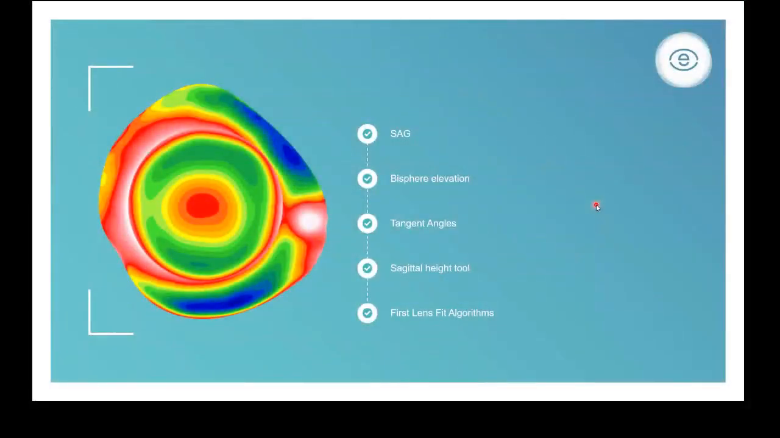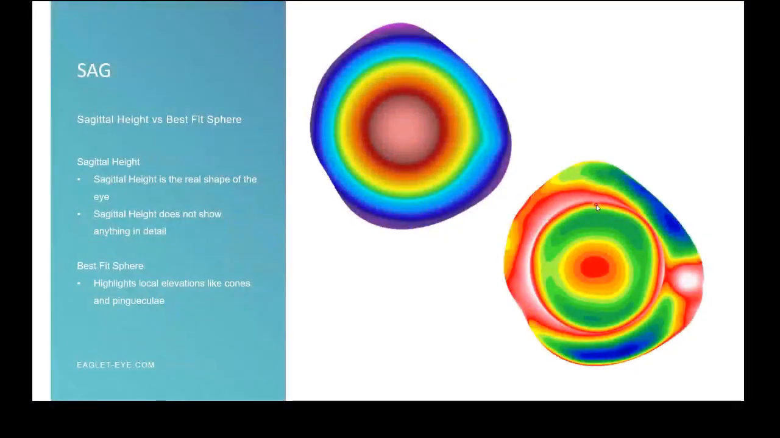All right. I also want to talk about the data we gather. I'm not going into detail on all the data, but I've taken 5 topics which I believe are the most relevant, especially in relation to scleral lens fitting. And let's start with SAG. SAG, or sagittal height, is the measurement we take. So all the data we gather is the sagittal height.